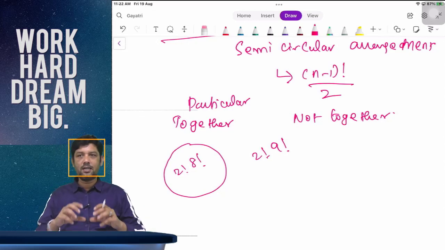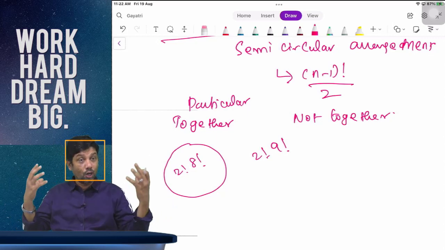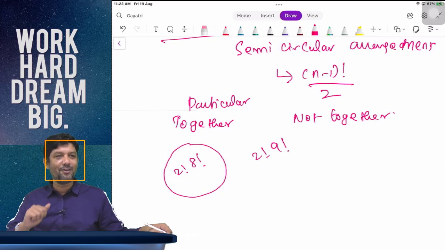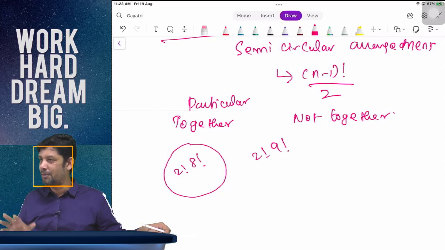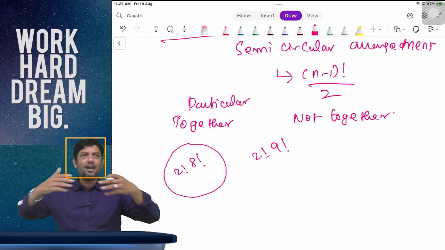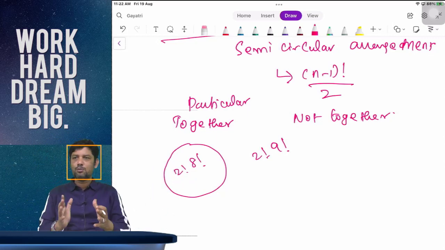And always convert this into a practical example from practical life, so that you can get the logical reason behind it. If you get a logical understanding, you will never forget. If you try to understand mathematically, you will never remember anything. But if you try to understand logically, you will never forget, because Dhanush and Amalapal want to sit together. So, total 10 people, and they always want to sit together.